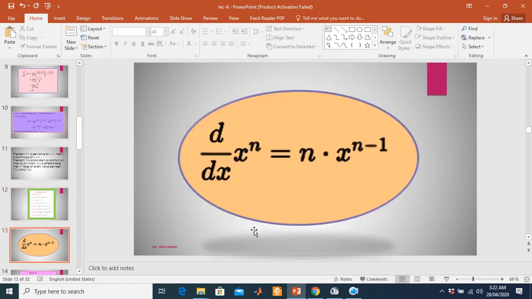This is the power rule. Mostly we use the power rule in differentiation. When we differentiate a function, mostly we use this power rule. Power rule: d over dx of x to the n equals n multiplied in front with x, and we subtract 1 from the power, n minus 1.